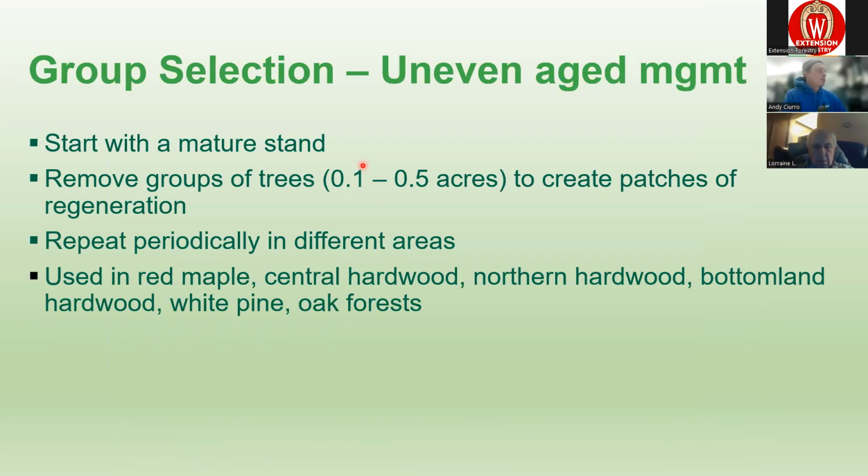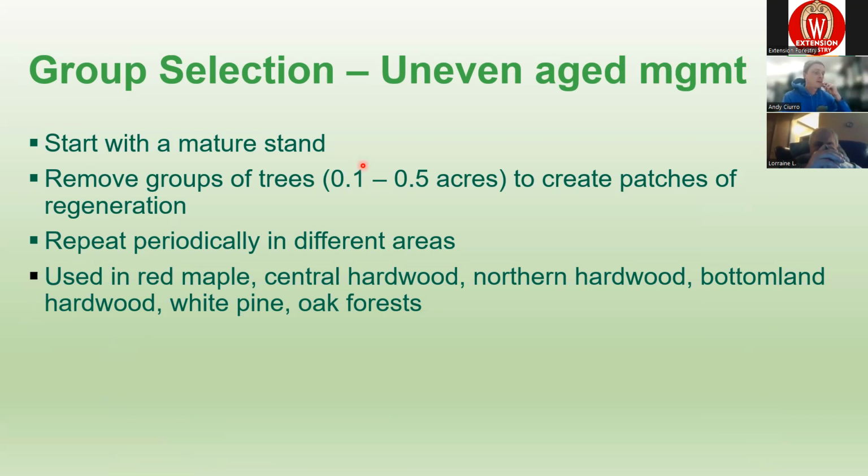Okay, group selection. So now, those last two were even aged management systems. If a forest is determined to be even aged, we're looking at either thinning, which we haven't talked about yet, or those last two. Now, if it's an uneven aged forest, or we want it to become an uneven aged forest, one thing we do is group selection.